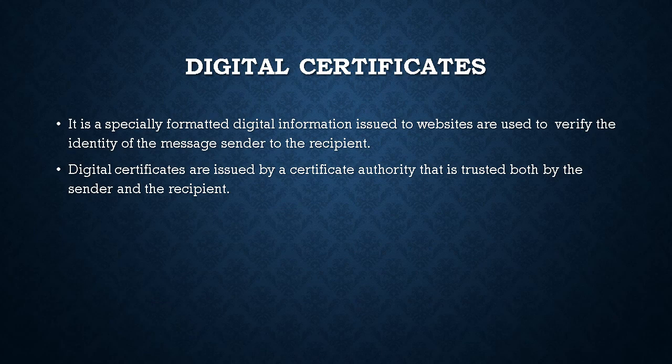And if you go to any online website, like a shopping website like Amazon or Flipkart, you will see HTTPS. That is nothing but secure, which is given by the authority through digital certificates. Now, if you don't see HTTPS, and you see only HTTP in the address bar of the browser for a certain website, that means it doesn't have a digital certificate. Digital certificates are issued by a certificate authority that is trusted both by the sender and the recipient.